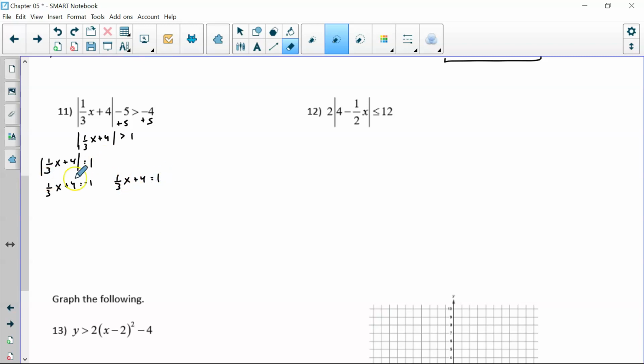So we can get rid of the fraction by multiplying everything by 3. 3 once, twice, 3 times. So we get x plus 12 equals negative 3. Subtract 12 from both sides. X equals negative 15. Multiply everything by 3 to get rid of the fraction. X plus 12 equals 3. Subtract 12 from both sides. X equals negative 9.